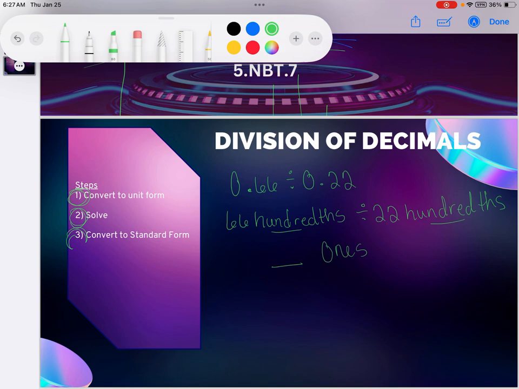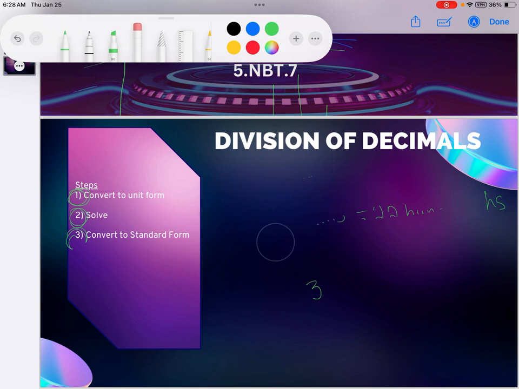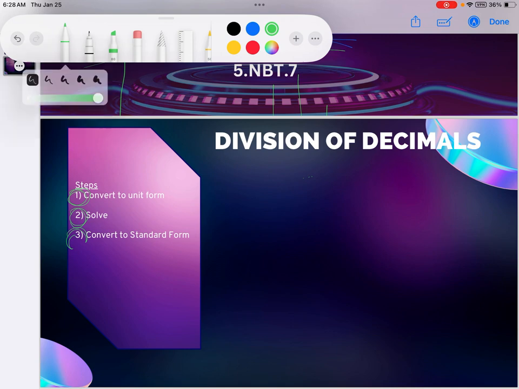Think about that for a minute. How many times can 22 go into 66? And that's going to be 3. And so convert it back to standard form. My answer is simply 3. Okay. All right, last problem, and your magic word is going to be loose leaf. Loose leaf. Okay, so for this one, I'm looking at 11 and 2/10 divided by 14 hundredths.